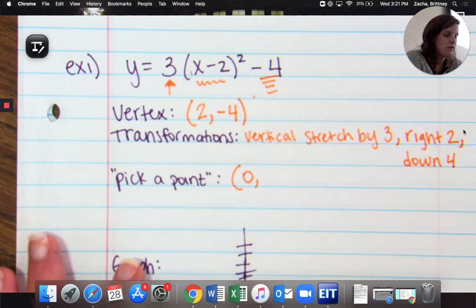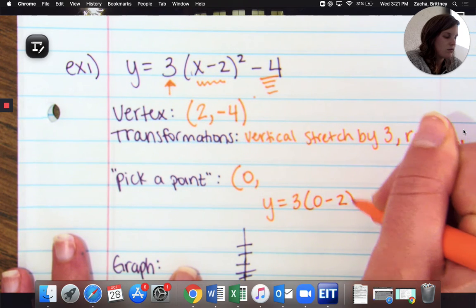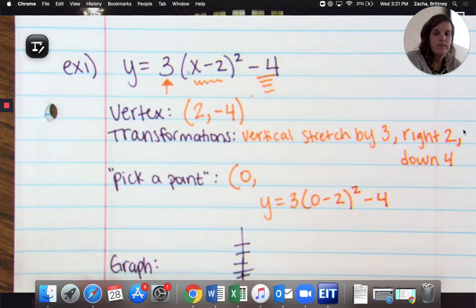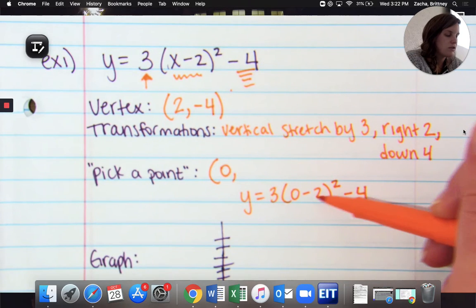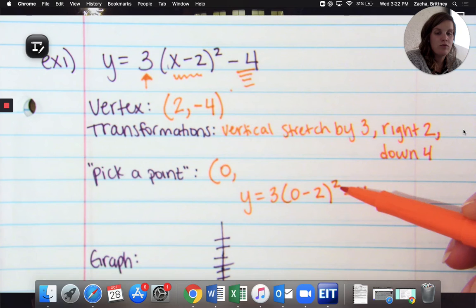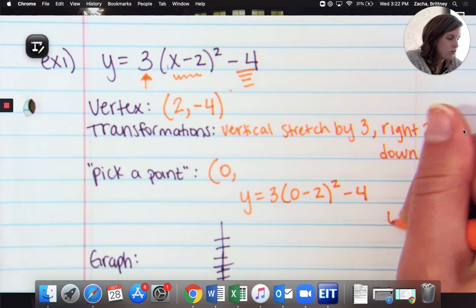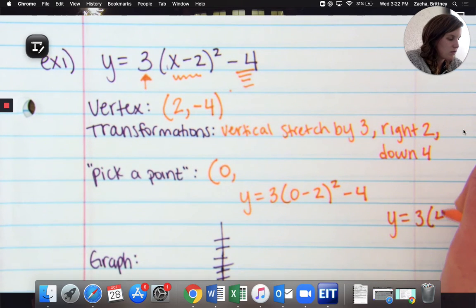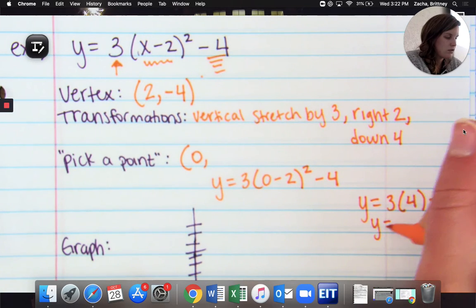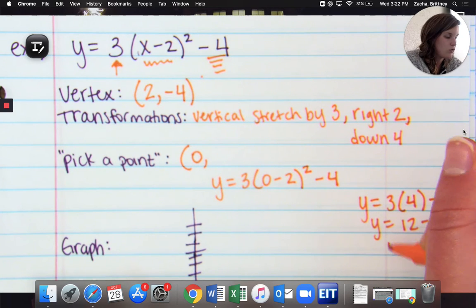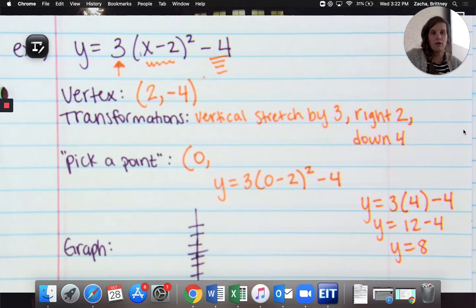So if we were to do 0, you're going to plug in 0 for x and then simplify. So kind of the math here, to solve for the y coordinate, you would do 0 minus 2 squared minus 4. Hopefully you can see how it's pretty easy to do in your head from here. So 0 minus 2 is negative 2. Negative 2 squared, so negative 2 times negative 2 is positive 4. So y equals 3 times positive 4 minus 4. So 3 times 4 is 12. Again, I'm just writing it out to show you what you could do mentally. Therefore, y equals 8.